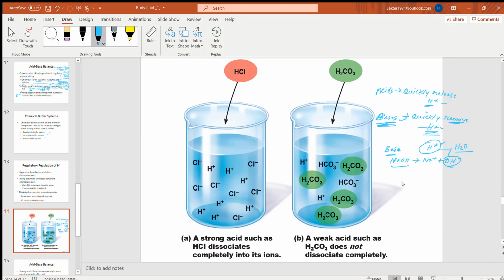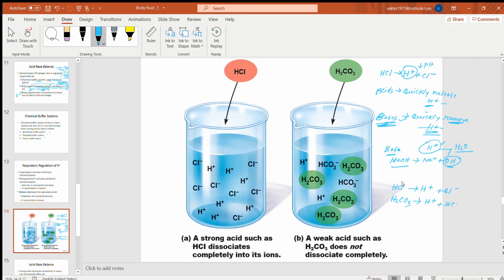For example, HCl, I showed you before, quickly splits into these two. Okay, that will lower the pH. Now, if you have two acids, this is hydrochloric acid and this is carbonic acid, H2CO3. Both are acids because both can quickly release hydrogen. Make sense? Both can quickly release hydrogen.